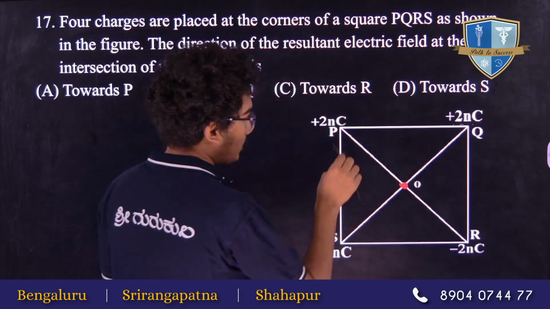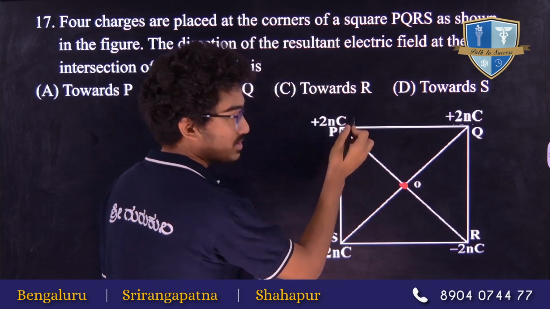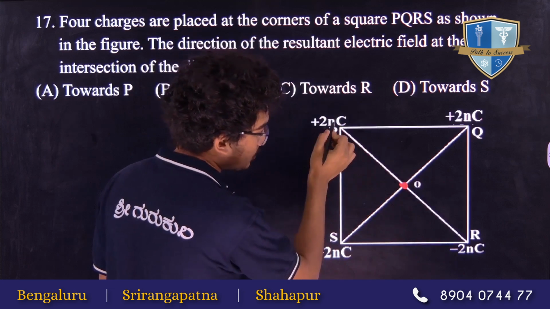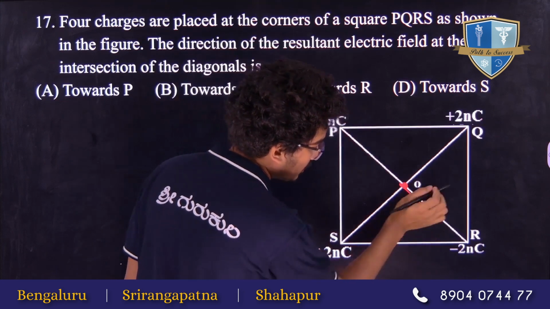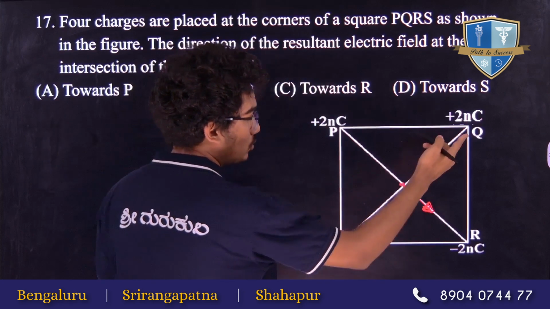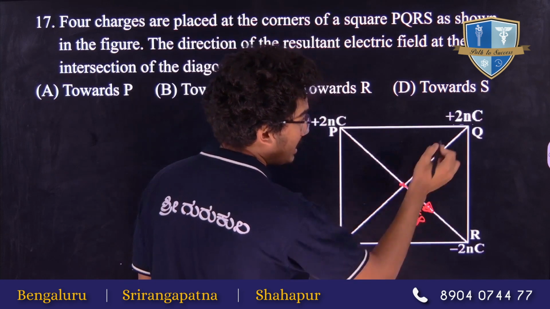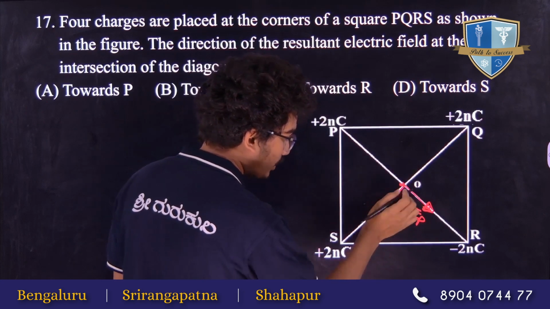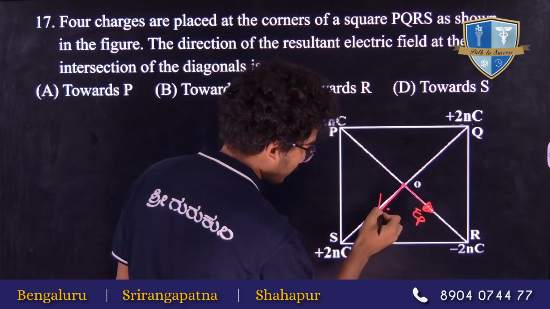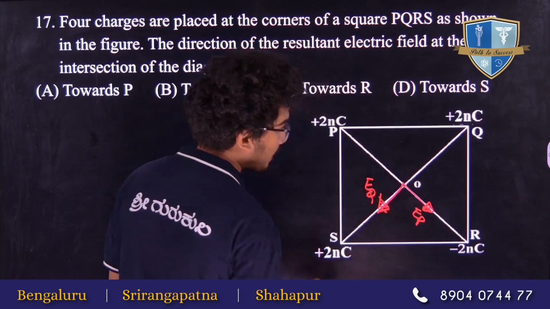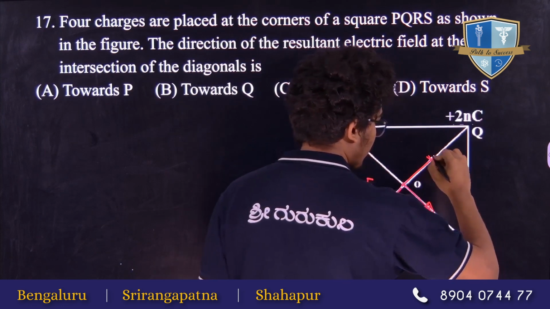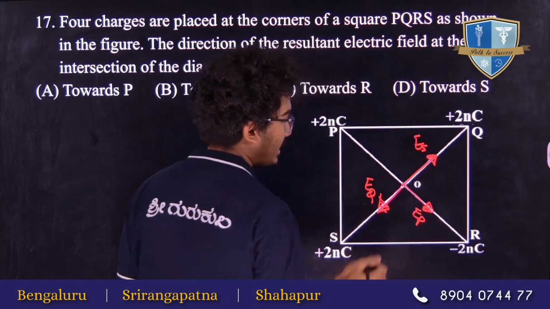So due to this P charge, electric field, see this is a positive charge, so field line will be away from the positive charge, right? It will come out of the positive charge, right? So electric field line due to this will be towards directly outward, correct? This is electric field due to P. Electric field due to Q will be again directly outward, correct? Like this. So this is electric field due to Q. Electric field due to S will be again directly outward like this. This is electric field due to S, and electric field due to R.